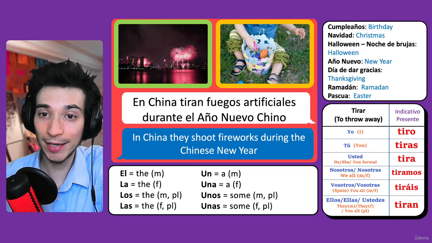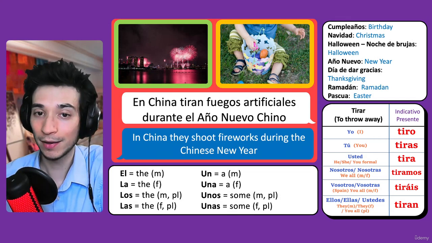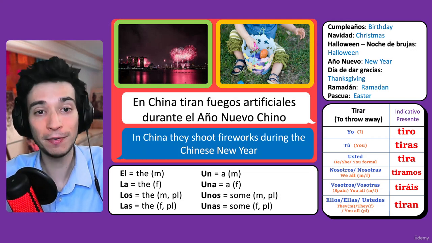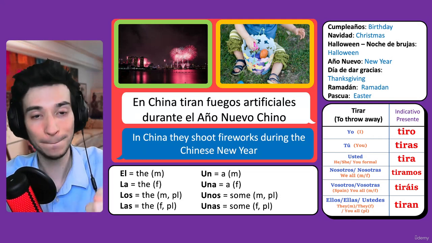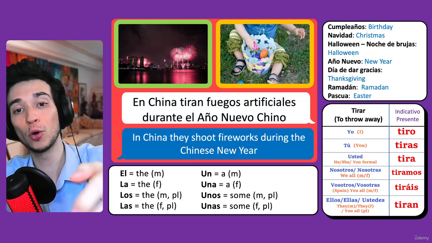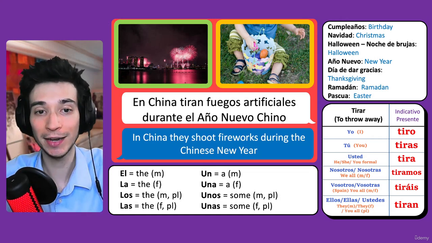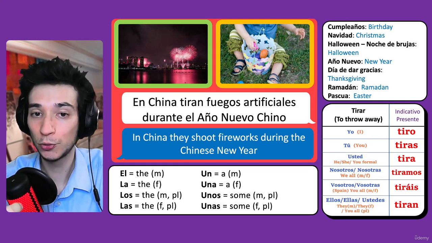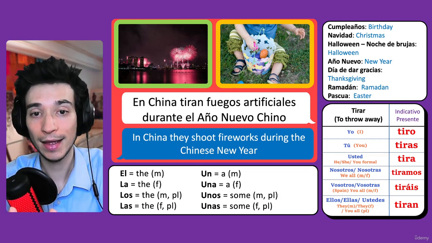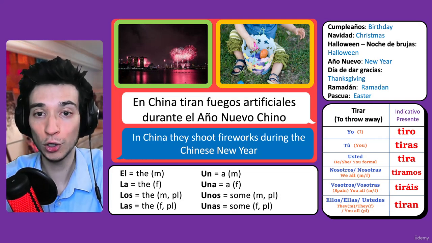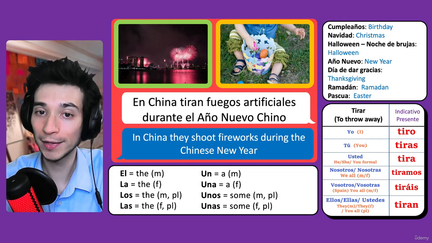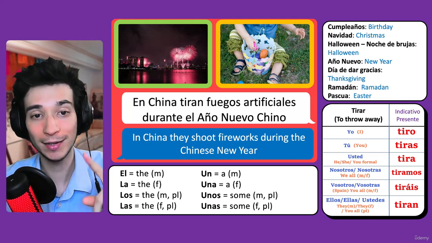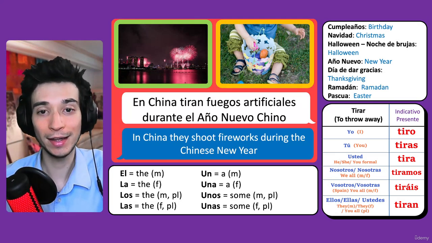En China, tiran fuegos artificiales durante el Año Nuevo Chino. Fuegos artificiales means fireworks. Tirar means to throw. So they shoot fireworks. Tirar fuegos artificiales, to throw fireworks. So in China, they shoot fireworks during the Chinese New Year. Durante means during. And I think you can understand the whole phrase. Okay, and the next one.